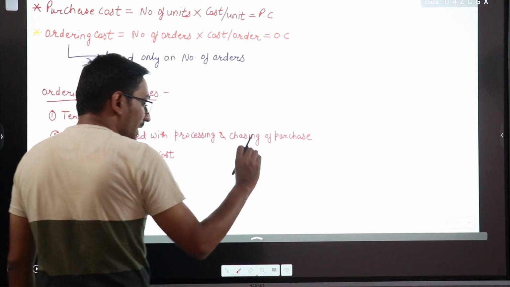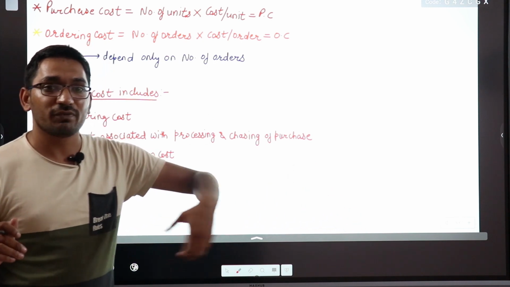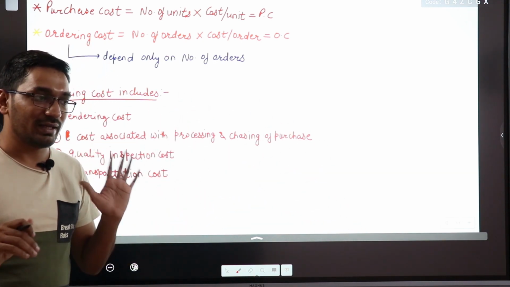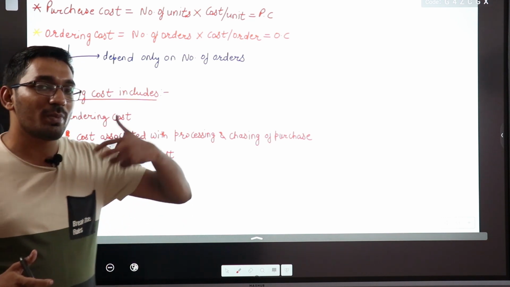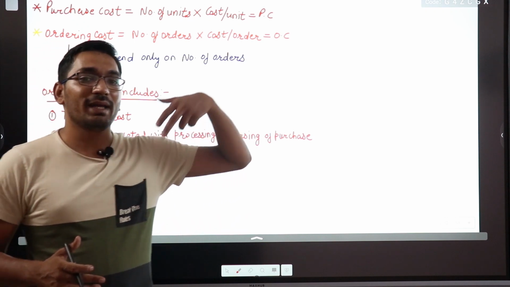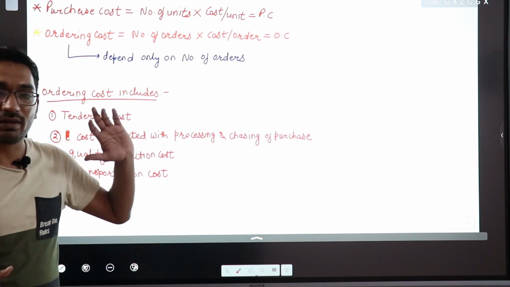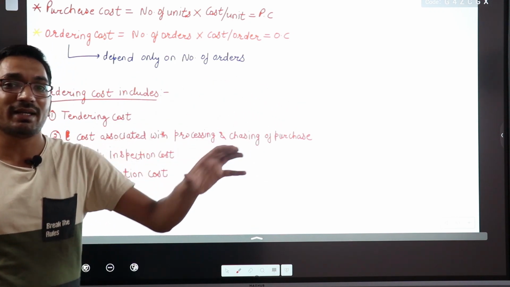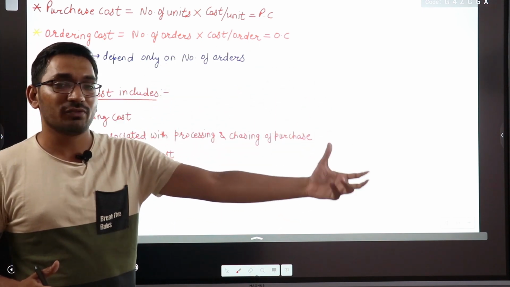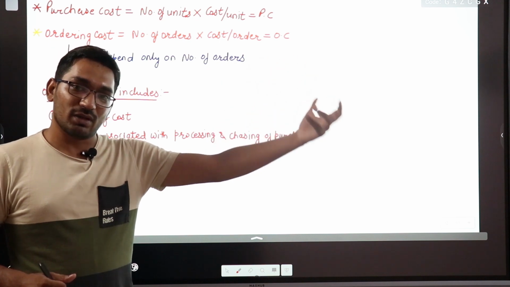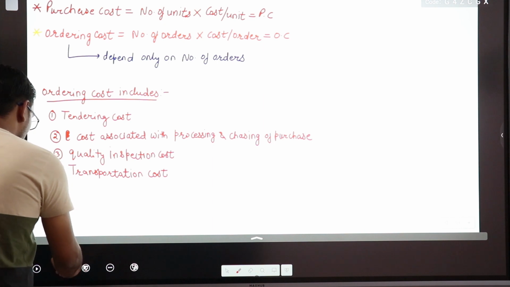Now we can say that the ordering cost is independent of quantity. It will not matter whether you order one quantity or 1,000 quantity. If you want to buy 100 units or 1,000 units, that will not change your ordering cost, because you need to place a tender for 100 also, and for 1,000 also; you need transport for 100 also, and for 1,000 also. So that is an important factor here.